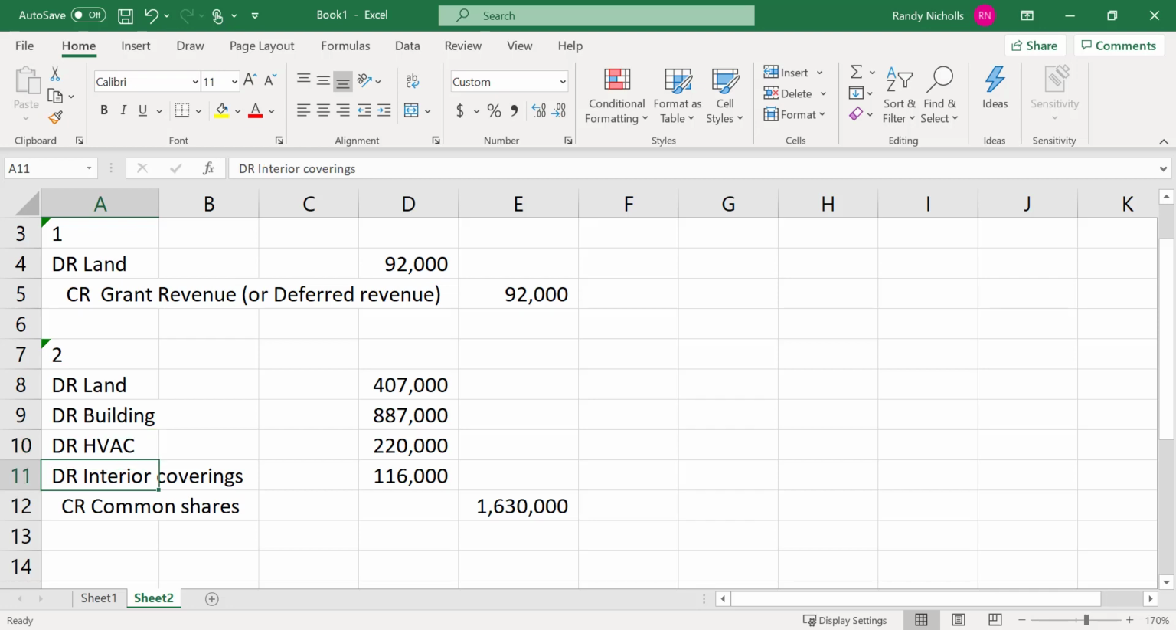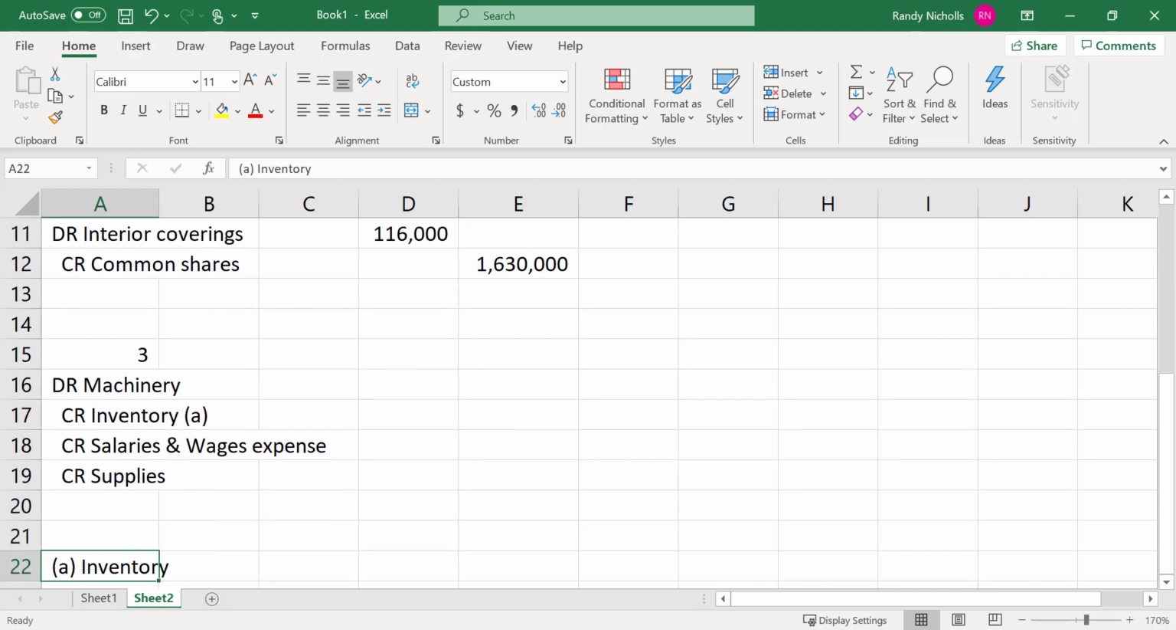Again, we have to componentize the land and building into their parts that are different, which is what they've done here. And again, if this was a public company and they issued shares, we would use the share value and we allocate the fair value to that.